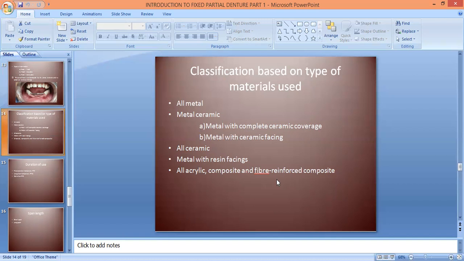Now all ceramic is the zirconia crown, wherein you will have no metal in it. Now metal with resin facing. The disadvantage of this is that the resin facing will wear easily and also does not possess good color stability. Now, all acrylic, composite and fiber reinforced composites are only used as provisional restorations, that is the temporary restoration.